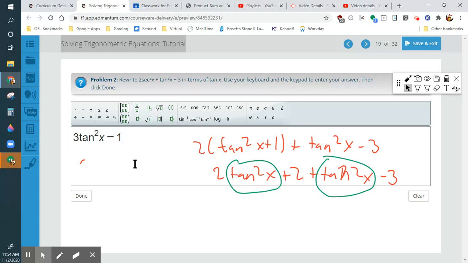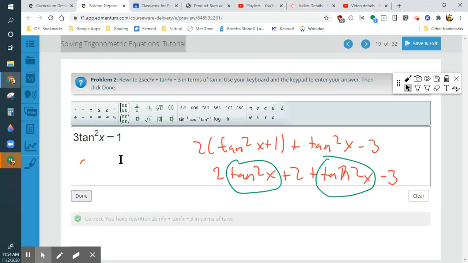The only thing I can think of, oh wait, no, it wants it in terms of tangent x. So what I'm thinking they might want me to do is factor out a tangent here, but let's see what Edmentum wanted. Okay, so they were fine with this. You have rewritten that as this. That's a typo because that's supposed to be secant, not sine, in terms of tangent. So this is a good way to do this.